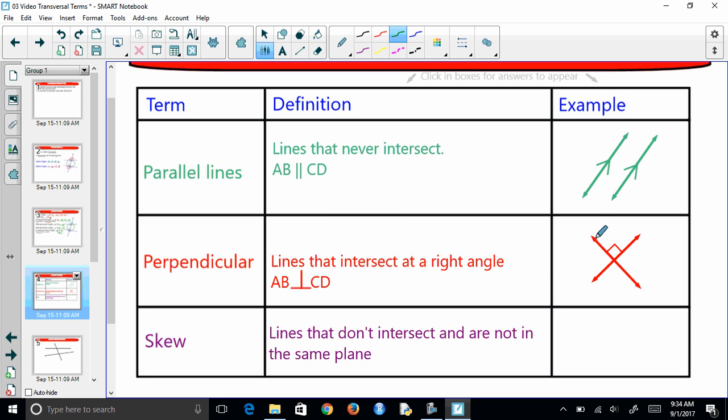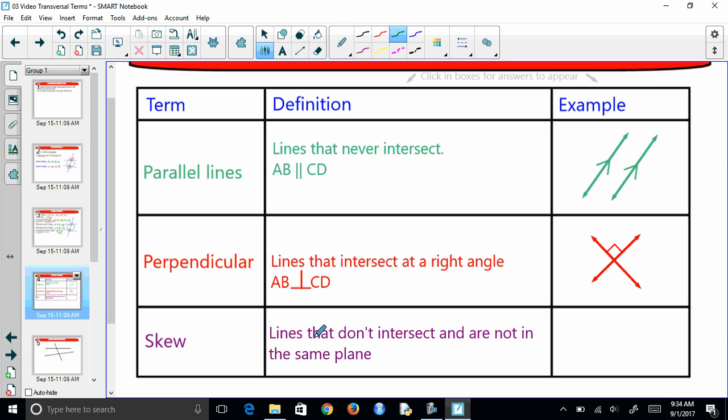Perpendicular lines are two lines that cross at 90 degrees. We denote that with an angle here. And then we also have this weird little upside down capital T. If you look, those two lines are meeting at 90 degrees. So that might help you remember that it means perpendicular.